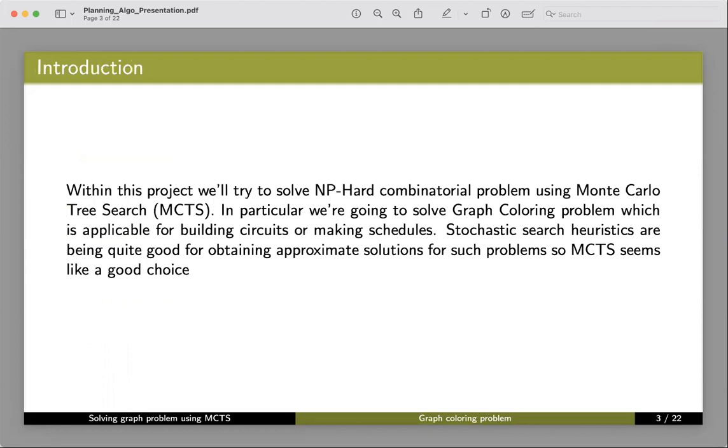Let's start. Imagine you have a graph which has a set of nodes and set of edges, and we want to assign each node a color such that 2 adjacent nodes have different colors. It's a very hard problem, and it can be used in building circuits or making schedules, but exact algorithms work pretty bad because they do not scale well. And when a graph has 100 or more nodes, they work bad. So that's why stochastic algorithms work better, and a great candidate to solve this problem is MCDS.